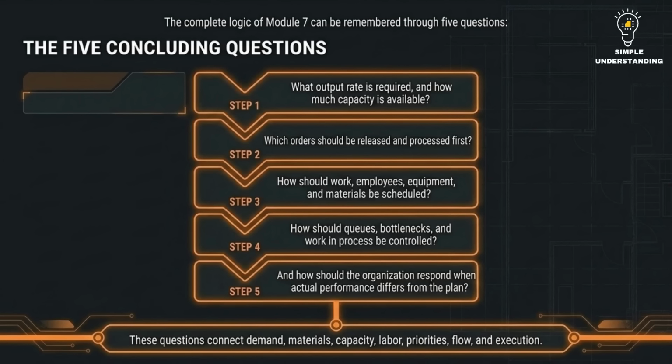The complete logic of Module 7 can be remembered through 5 questions. What output rate is required and how much capacity is available? Which orders should be released and processed first? How should work, employees, equipment, and materials be scheduled? How should queues, bottlenecks, and work in process be controlled? And how should the organization respond when actual performance differs from the plan? These questions connect demand, materials, capacity, labor, priorities, flow, and execution.